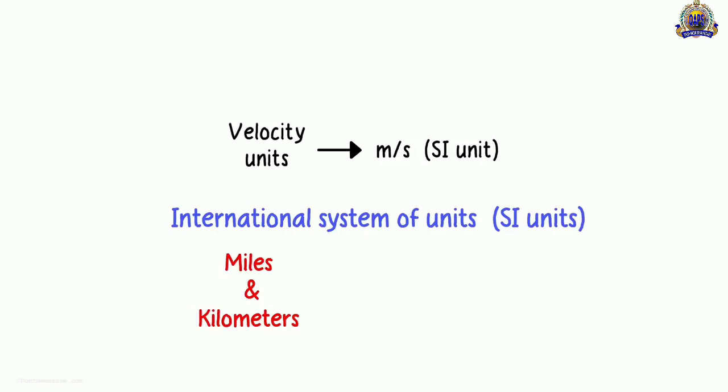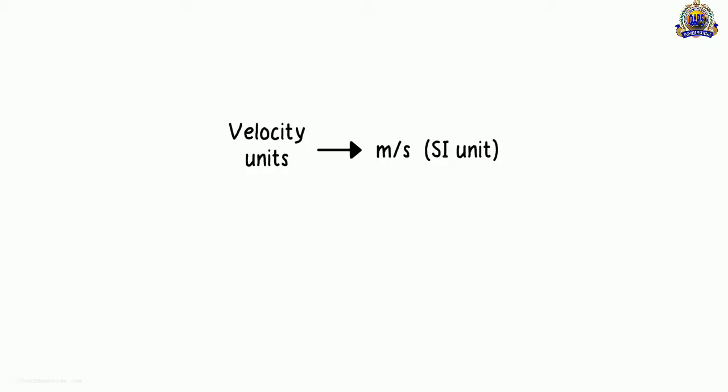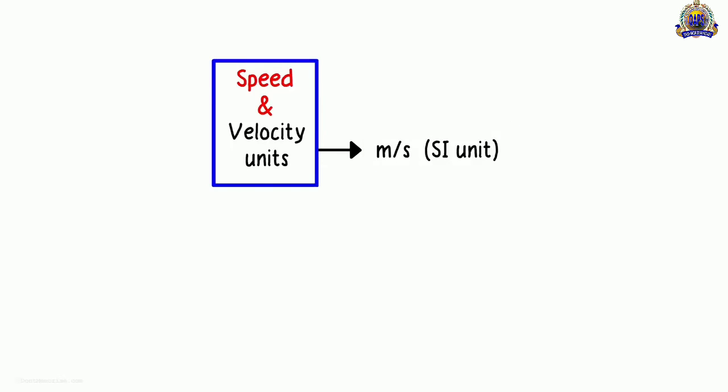So miles and kilometers, gallons and liters, US gallon or imperial gallon. These are the different units used in the different systems, as we have discussed about these systems of units in our previous lectures. I hope you remember all the things which you have studied in your previous lectures here.